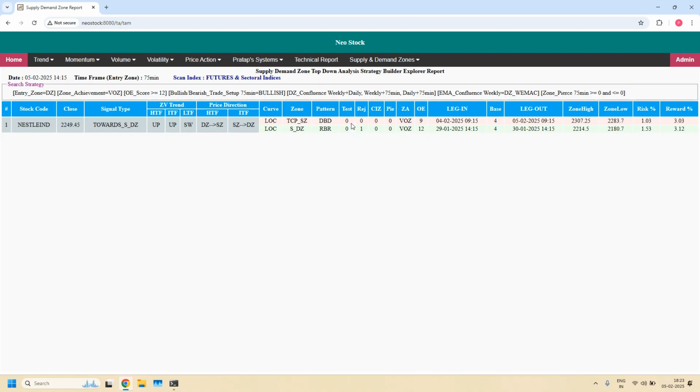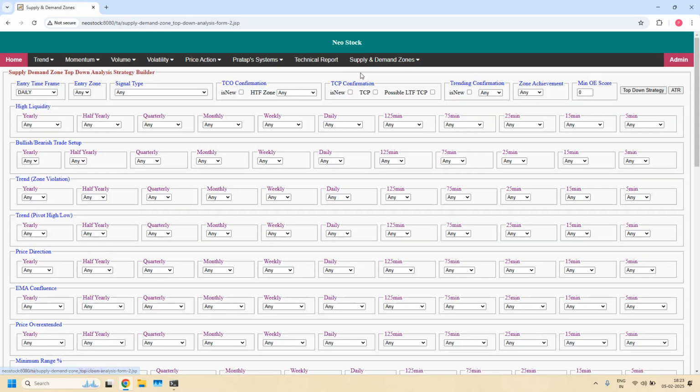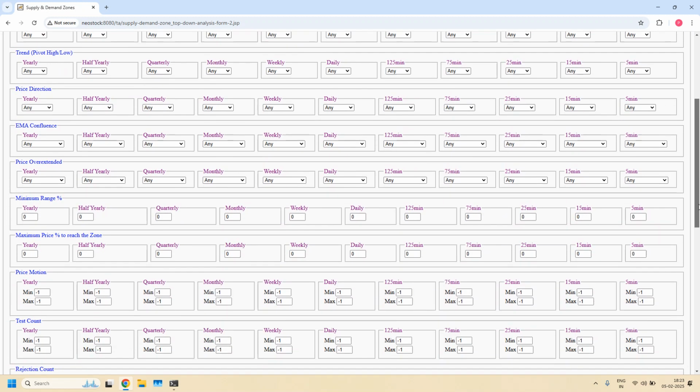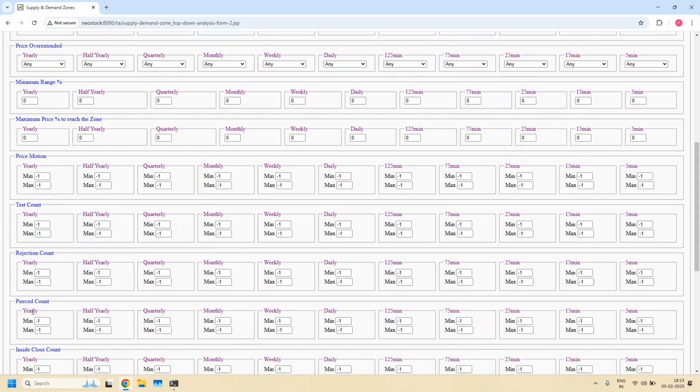Next, bearish trade setup for weekly income trade. Entry time frame is 75 minutes. Entry zone is supply zone. In bullish or bearish trade setup at 75 minutes time frame, I am selecting bearish. Now we need to set 3 filters on the 75 minute supply zone. First filter is 75 minute supply zone should not be pierced.